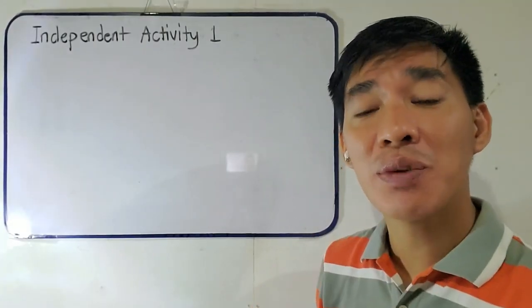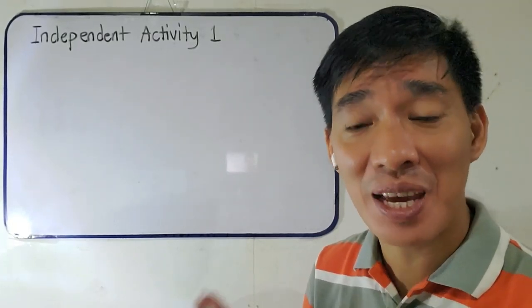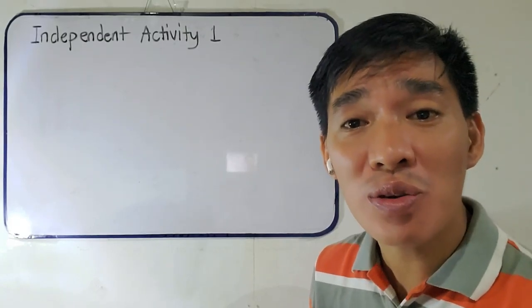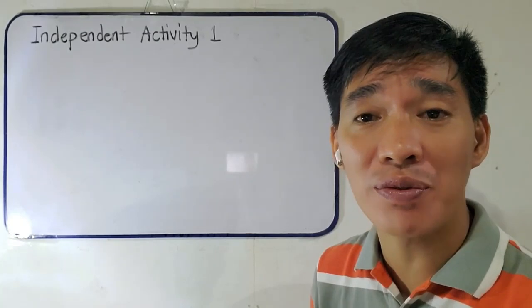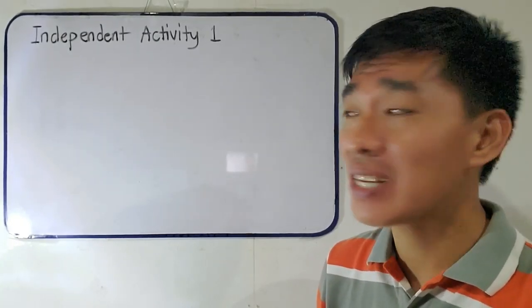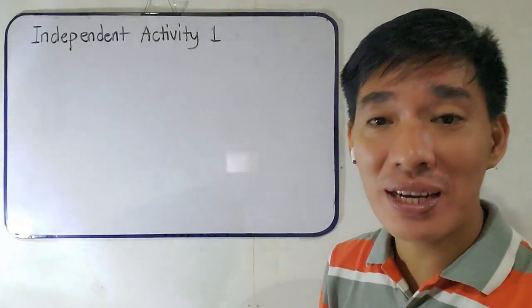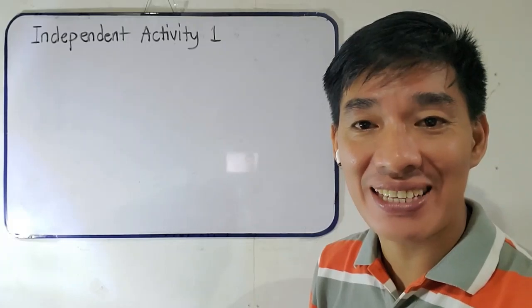Okay, we're already done with the divisibility rules for 4, 8, 11, and 12. And we also used all the divisibility rules in getting the common factors of 2 or more numbers. At this time, you will be answering the independent activity 1, and I will be showing you your next activity. Here it is.